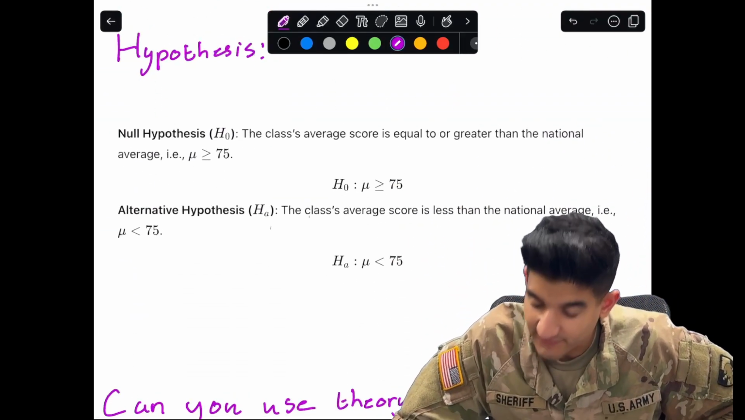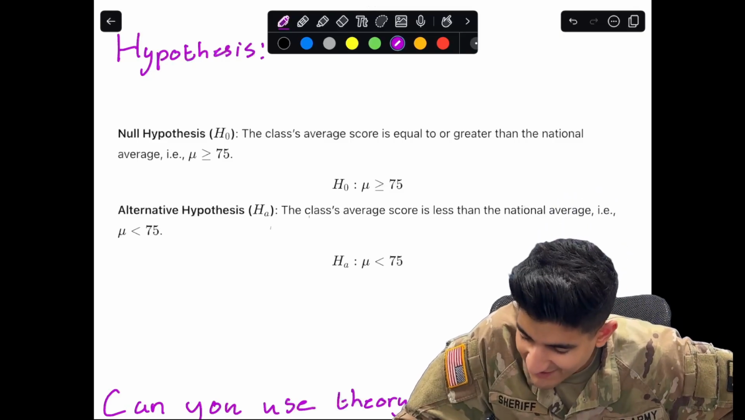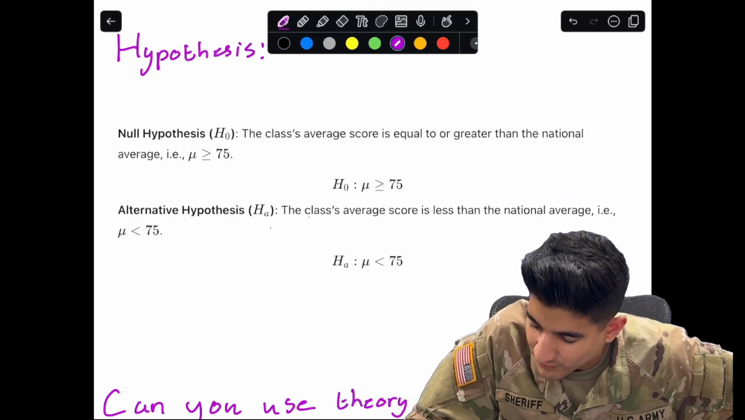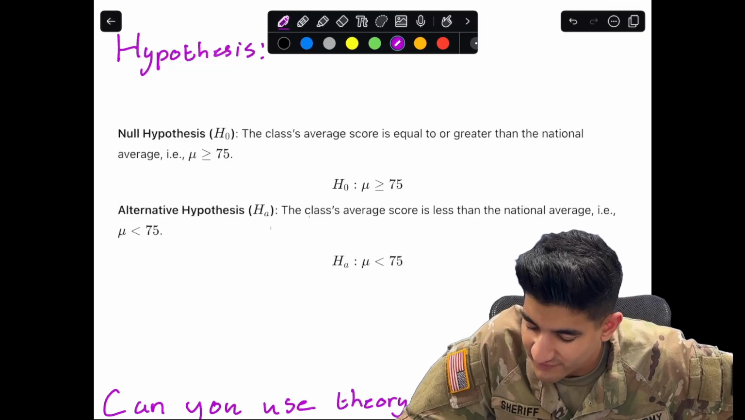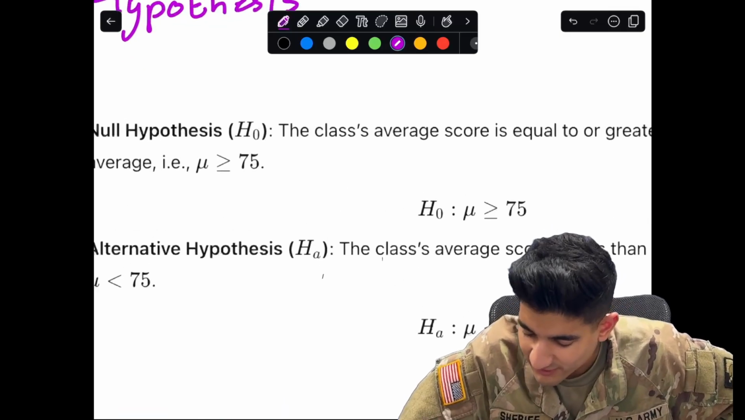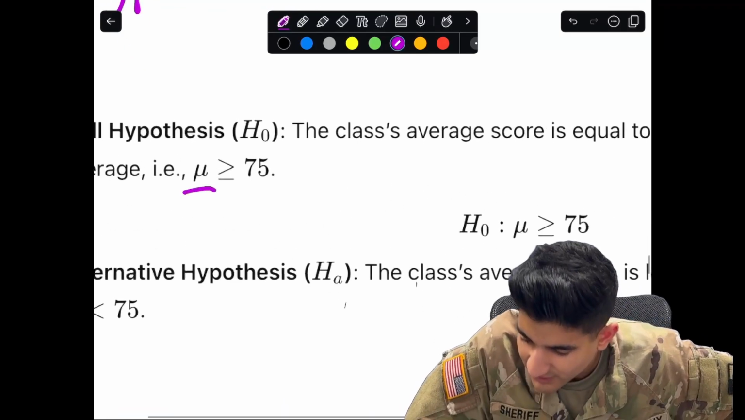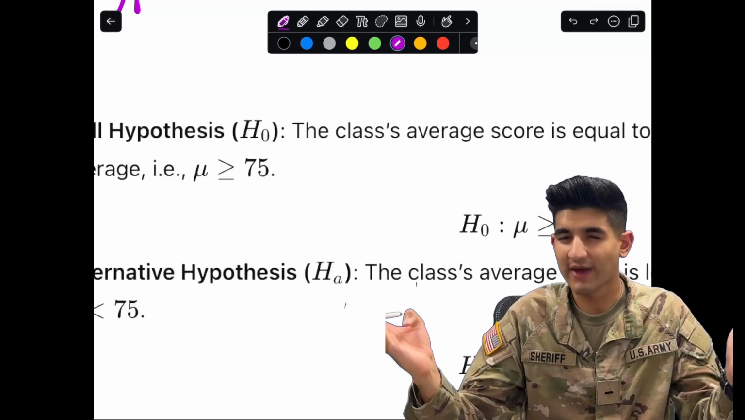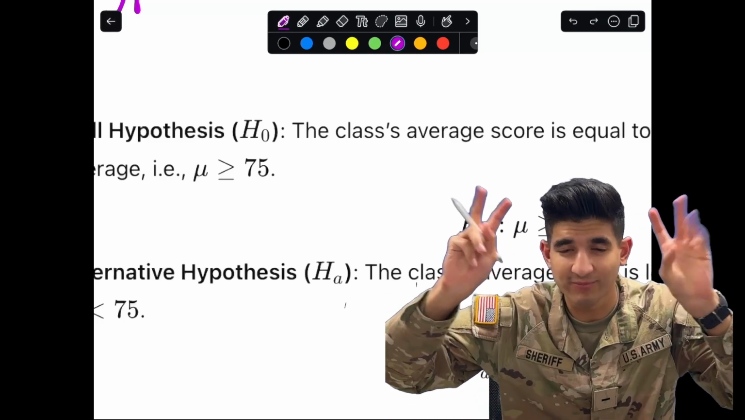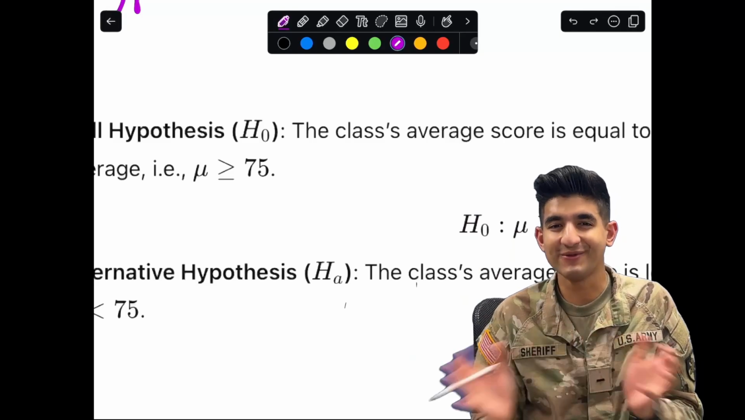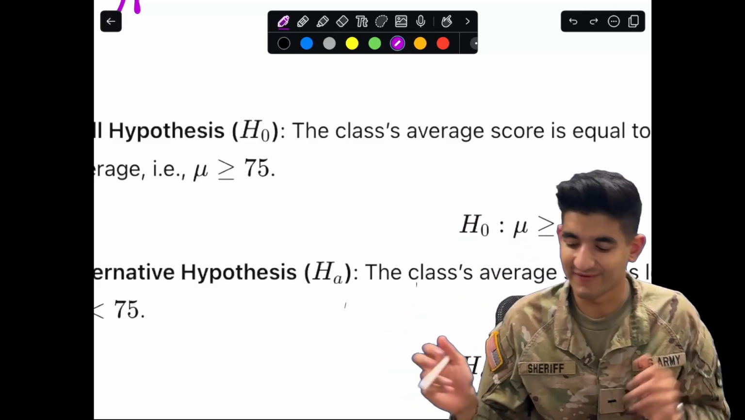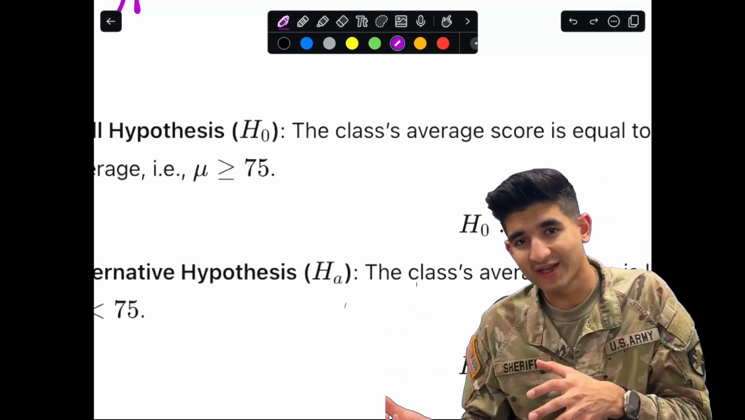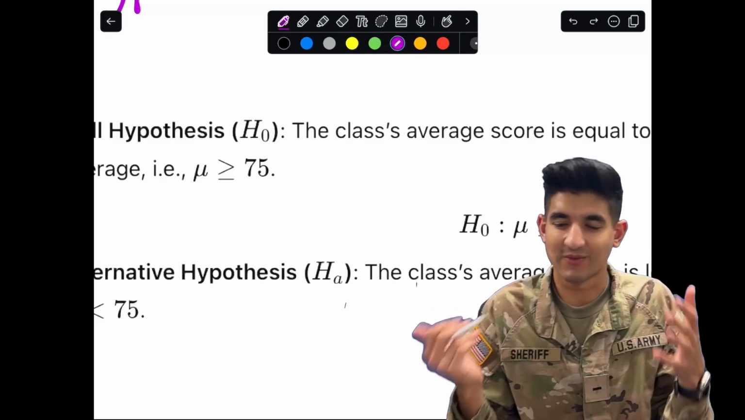So the null hypothesis, or H0, is going to be the class's average score is equal to or greater than the national average of 75. And you can see we use this symbol over here called mu. Remember how in the previous problem we used pi for the parameter or the historical proportion? Now we're going to use mu because it is quantitative. Use mu instead. Don't use pi for quantitative.